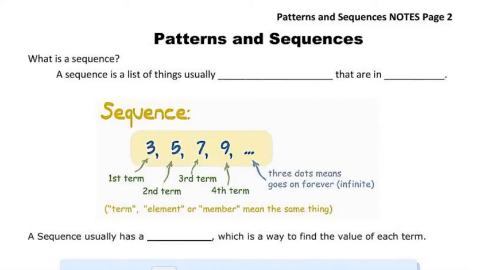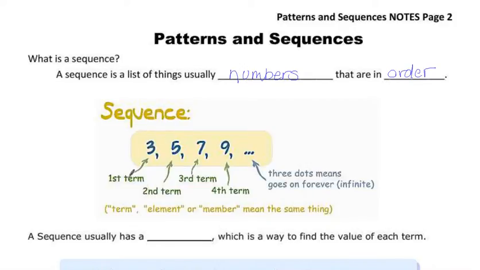In this video, we're going to be beginning our unit on patterns and sequences. So what is a sequence? A sequence is a list of things, usually numbers, that are in order. And if you look at this example here, we have a sequence.